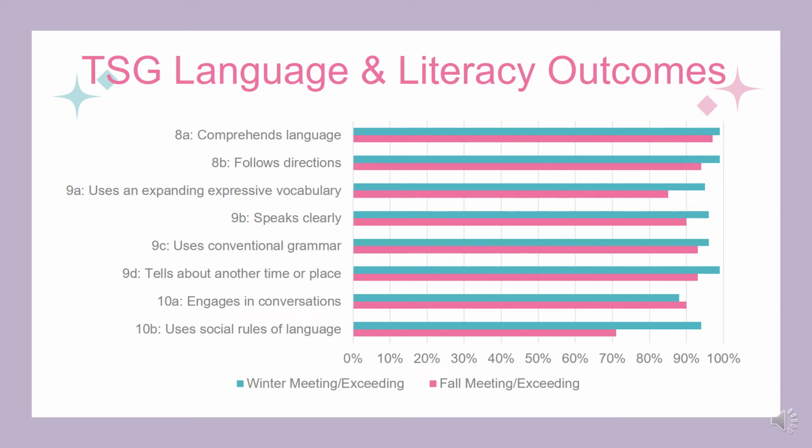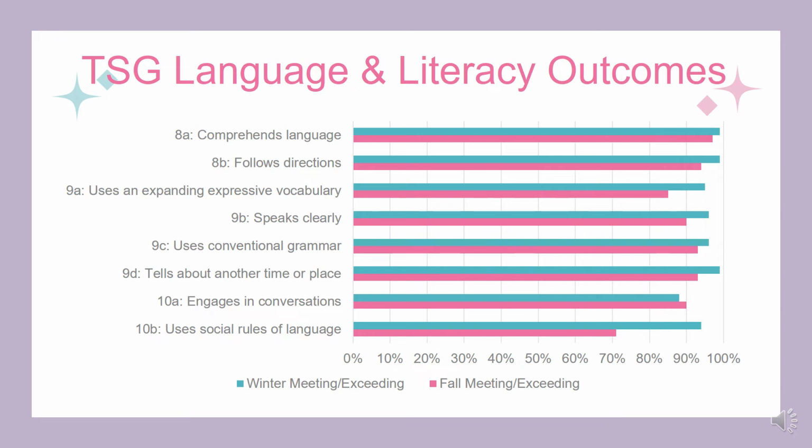But I will suggest that later on when we do an activity, y'all are going to look at the data from your classroom. You might want to look at that one specifically for your classroom. So we can put a little check mark there to remind ourselves to look at that engages in conversations piece when we look at our individual classrooms. And then when we look at uses social rules of language, you can see that our bar for winter has far exceeded our bar for fall there.